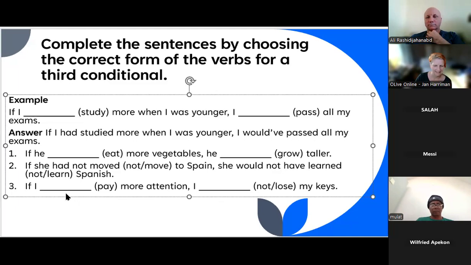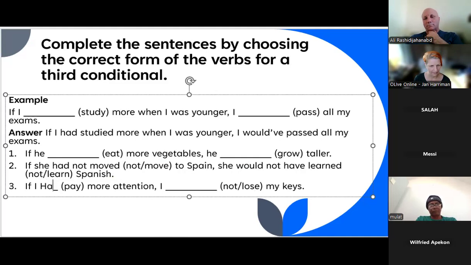Good, good, Ellie. Anyone else? And what's the, yeah, had paid. You've got it right. Exactly. Well done, Ellie. And the last part, I would not have lose my keys.